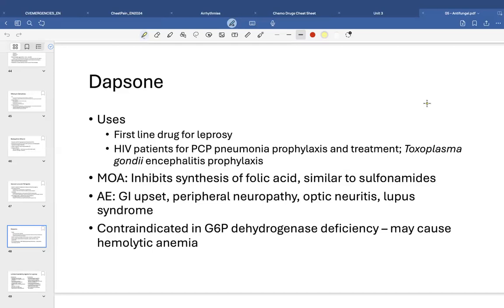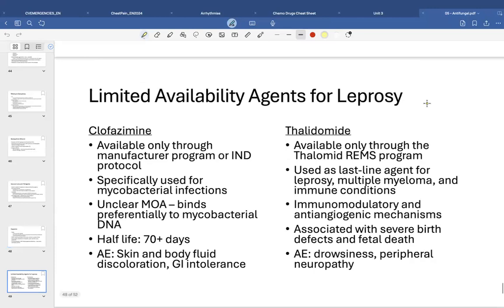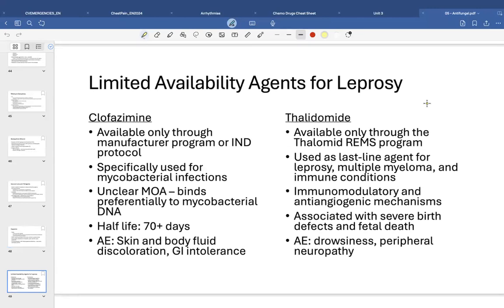And then I just have these limited availability agents, clofazimine and thalidomide. You're unlikely to encounter this unless you work closely with patients that have leprosy, or in travel medicine, etc. Clofazimine is only available through a limited manufacturing program. It binds to bacterial DNA and has a long half-life. Thalidomide, we talked about this in the oncology unit. It has a lot of different cellular mechanisms, but really we use it for leprosy as well, as an anti-inflammatory agent.